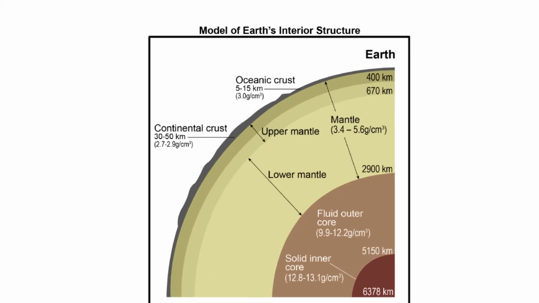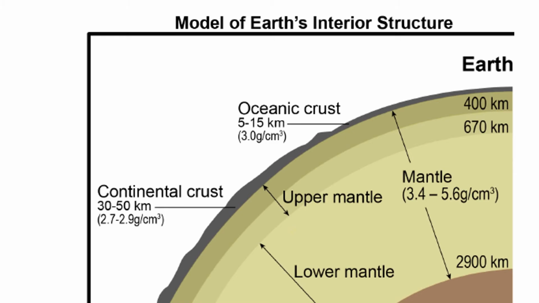Okay, the first layer we're going to look at is crust. Crust is broken down into two types. We have oceanic crust. This crust is located under our oceans and it's basaltic crust. It is 5 to 15 kilometers thick, and the density for this crust is 3 grams per centimeter cubed.